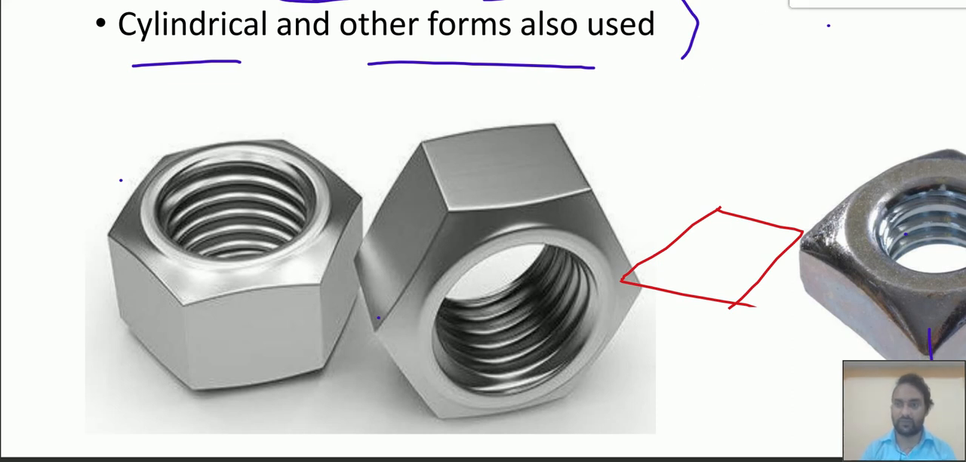Okay, so it would be here somewhere. Mark it as apex. Apex here.